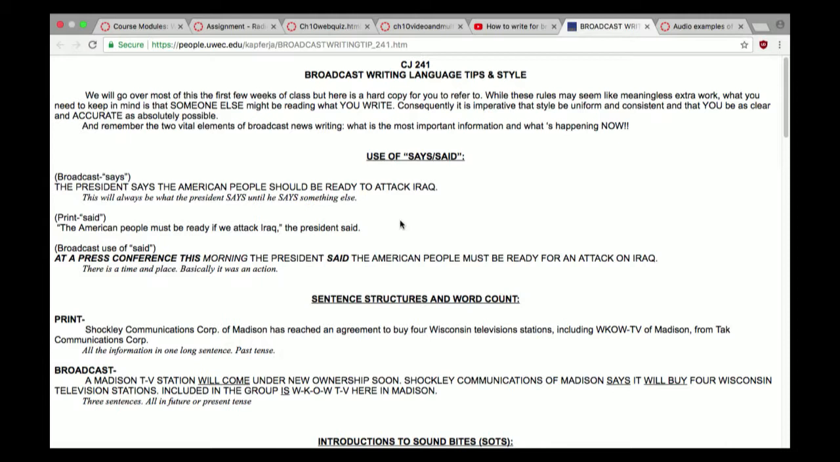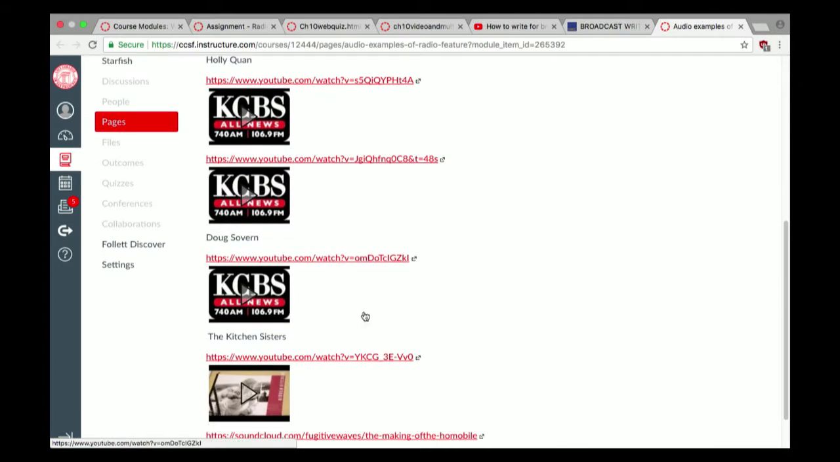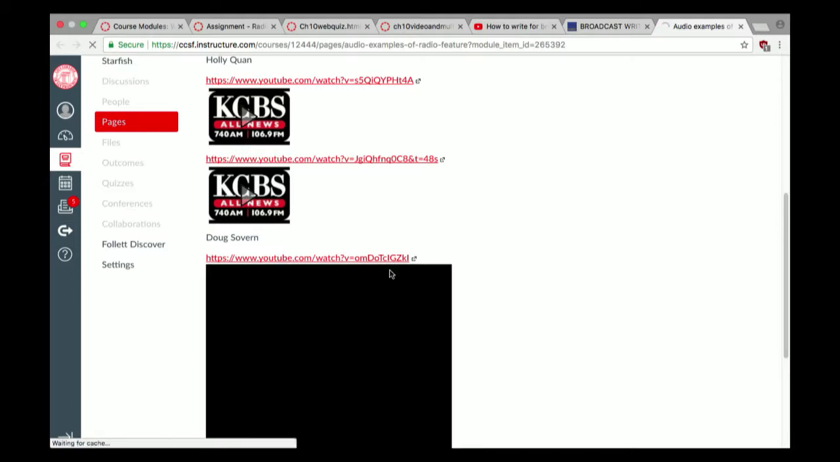In fact, maybe we could hear another example to kind of get out of the world of text here. But says rather than said is something you could use pretty liberally there. Let's just go to an audio example. I know Jenny seemed to be interested. We didn't play the Doug Sovereign piece, so let's just try listening to a bit of Doug Sovereign.